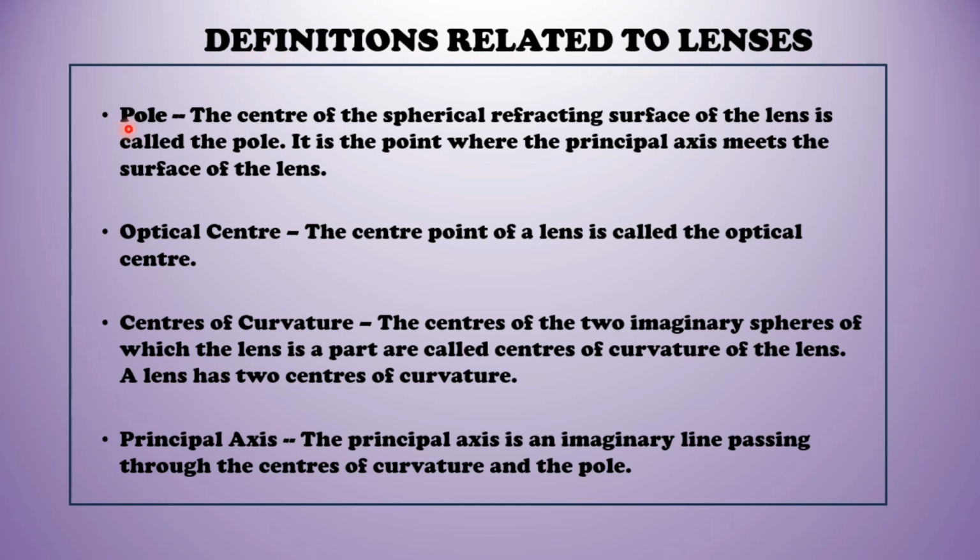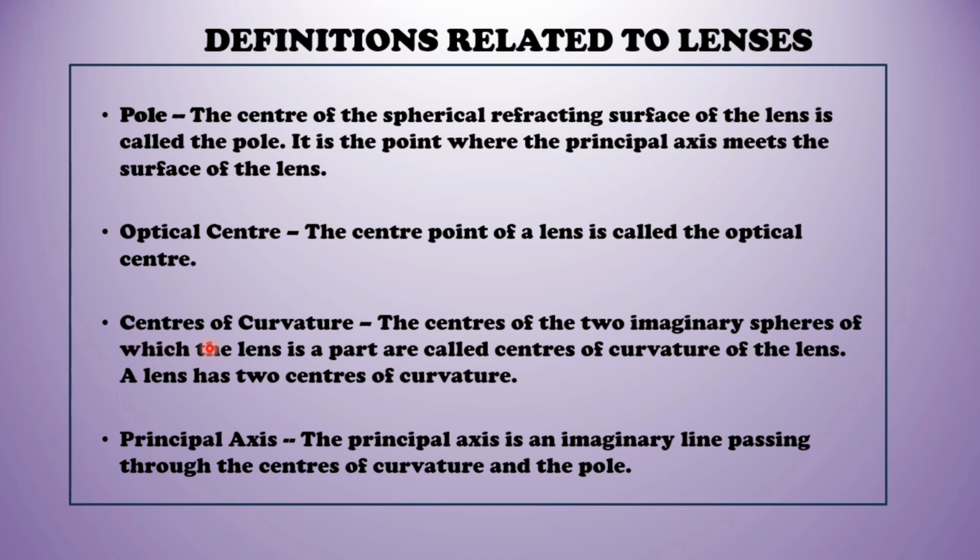Here the first definition is the pole. Pole is the center of the spherical refracting surface of the lens. It is called pole and it is a point where the principal axis meets the surface of the lens. The second is the optical center. The center point of the lens is called the optical center.